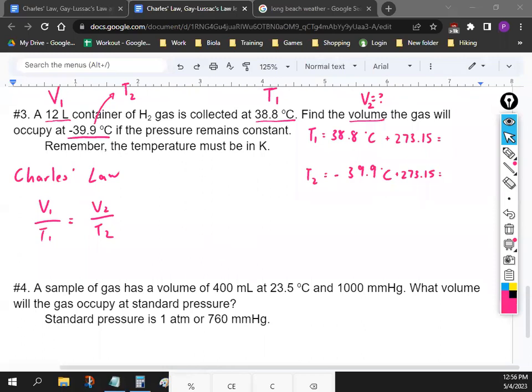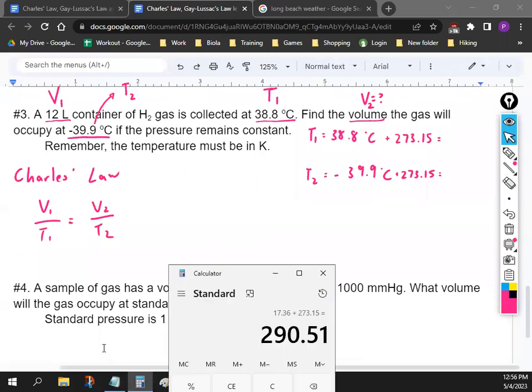Okay, so what we want to do again is turn the temperature into Kelvin. So T1 is going to be 38.8 plus 273.15, so T1 will be 311.95 Kelvin. For T2, since it's negative 39.9, we can just subtract that from 273.15. If you did it a different way, that's fine, but as long as you ended up with 233.25 Kelvin, that's all good as well.